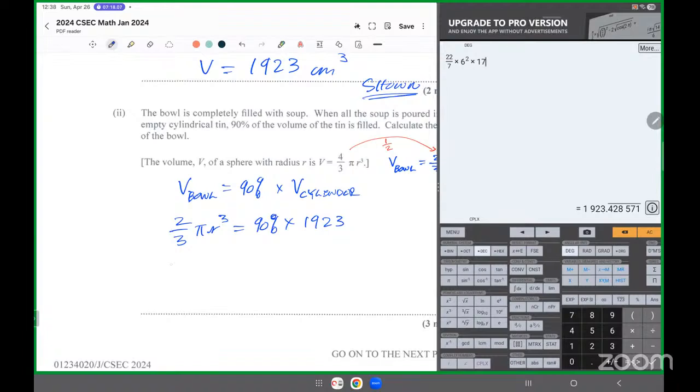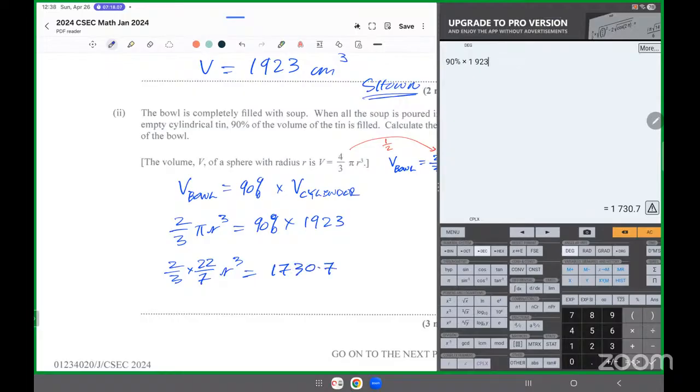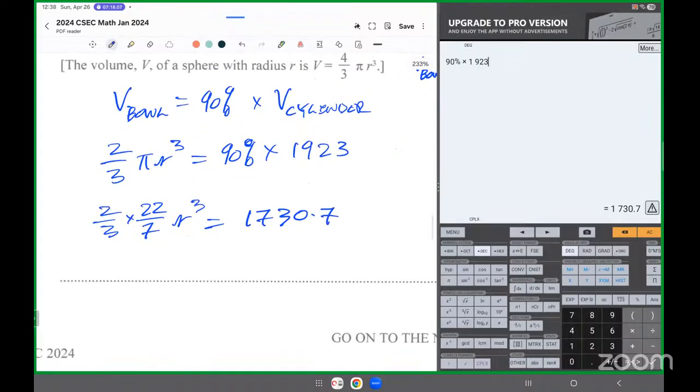So it will be 2/3 times 22/7 times r cubed, that is now equal to 90% of that. What is 90% of that? That's 90% times 1923. So we're getting 1730.7. We have to find the R now, so we're going to transpose to make R the subject.